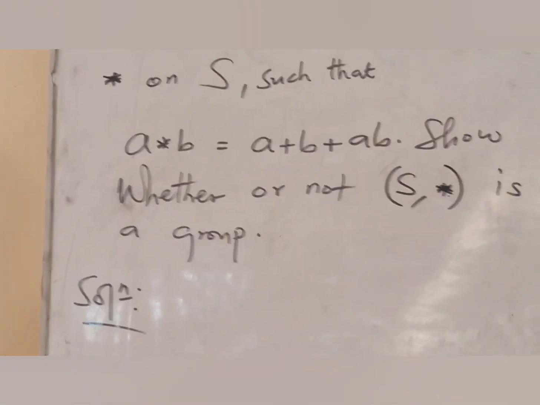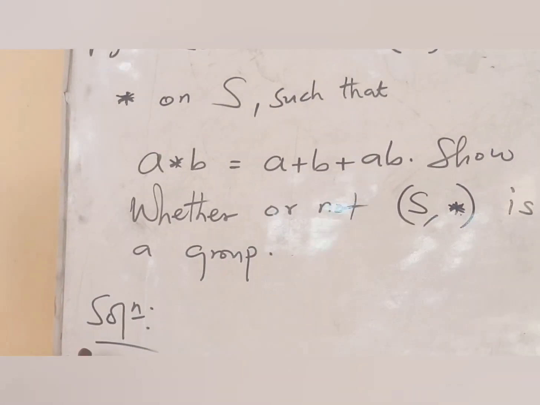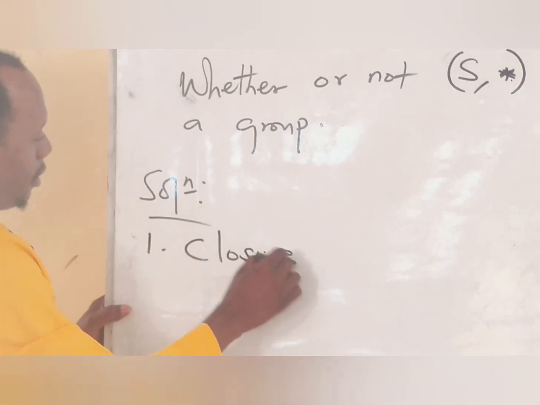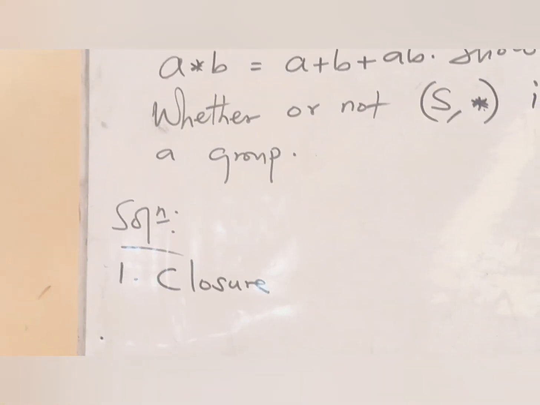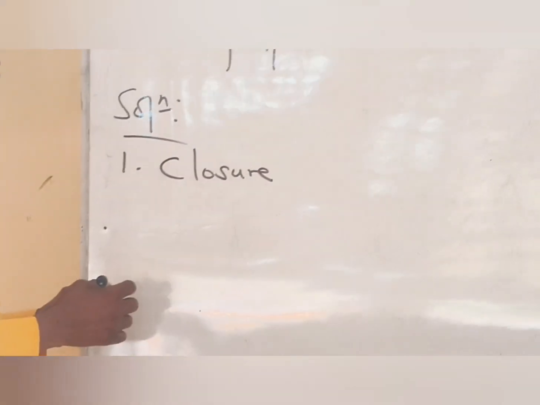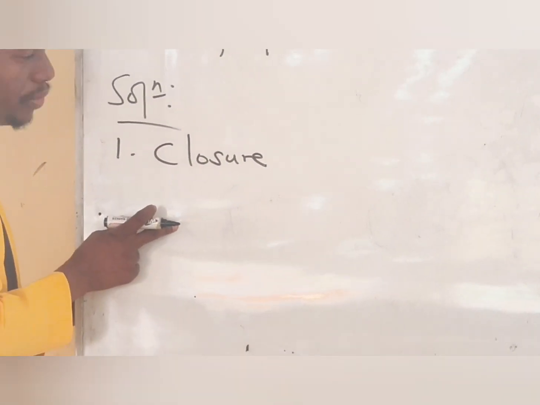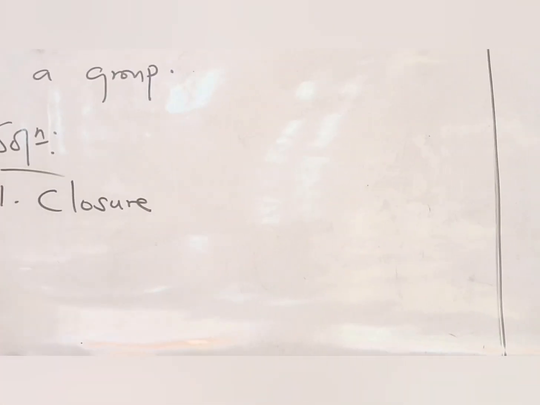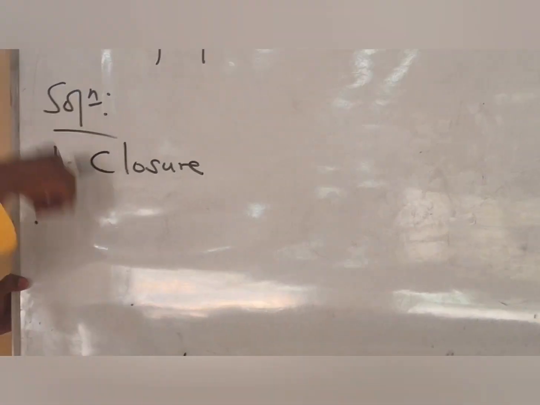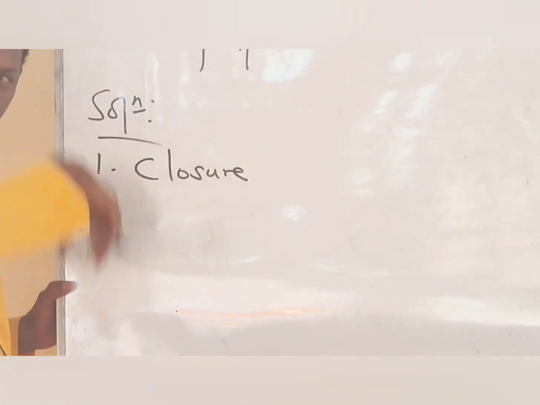Okay, so let's work it together. The first one, closure. Are you all watching? The first one talks about closure. So if you pick any two elements in the collection, the result you get must also be where? Inside. You see what we are talking about? Must be inside.